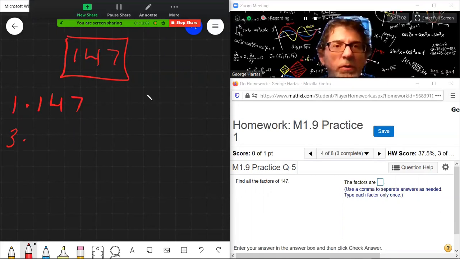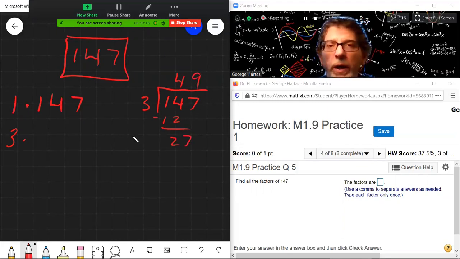So I'm going to use long division to find out. Now I'm using long division because I know I'm not wasting my time. I'm going to get an answer. 3 goes into 14, 4 times. 3 goes into 27, 9 times. Again, quick and dirty, nothing fancy. So 3 times 49 is 147. All right.